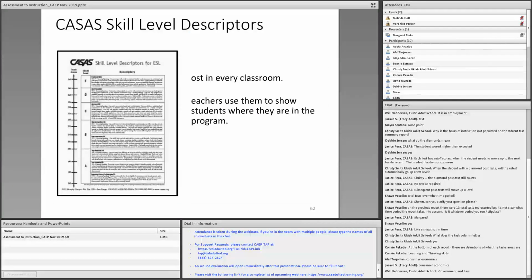Okay, sorry, this got lost again too. It's good to have the skill level descriptors posted in every classroom and to have teachers use them to show students where they are in the program.